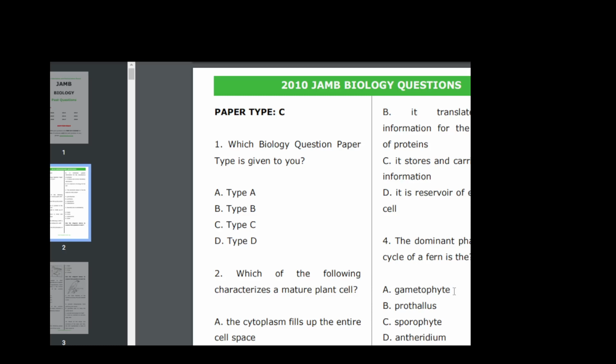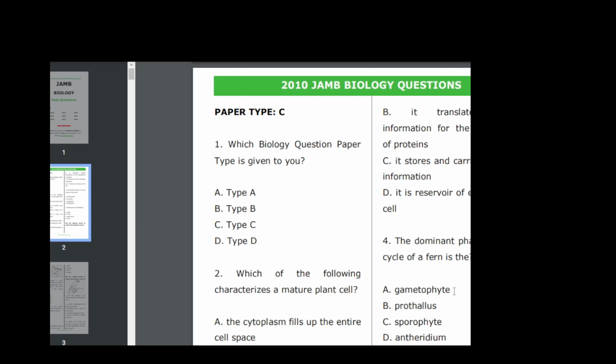Why? Because if it is referred to as a gametophyte, then it will be requiring a fluid form. So it is not a gametophyte. Also, it is not a prothallus. The answer to that particular question is C. It is a sporophyte. So why do I refer to a fern as a sporophyte?